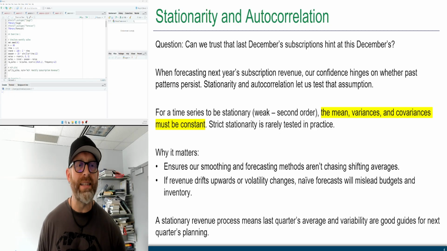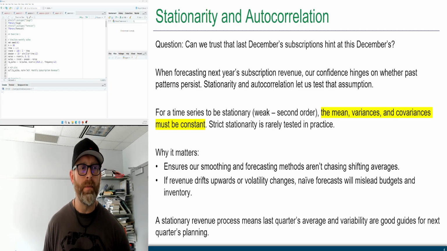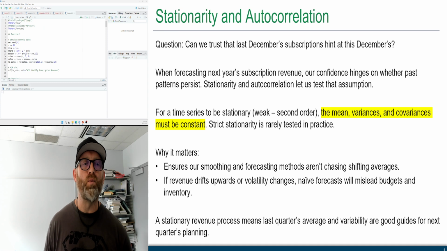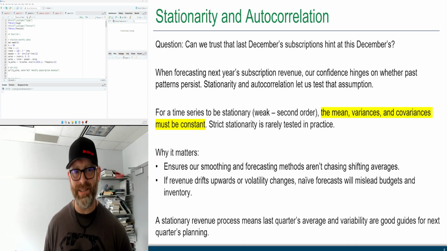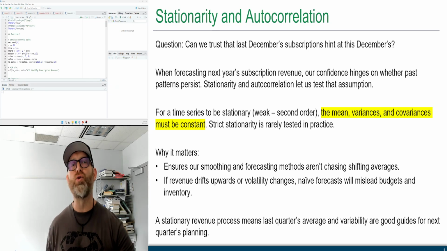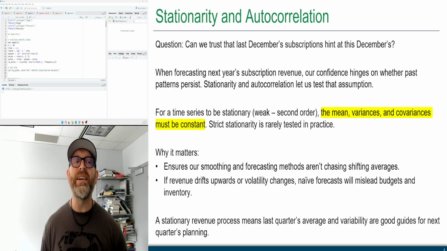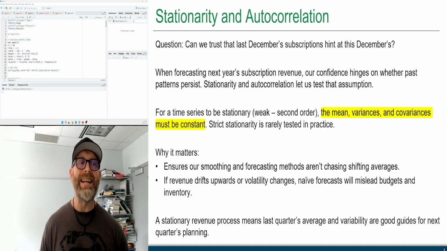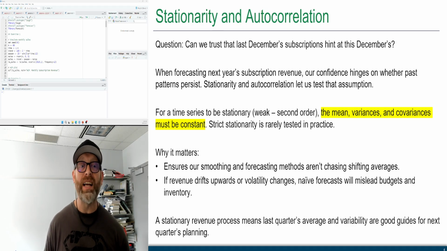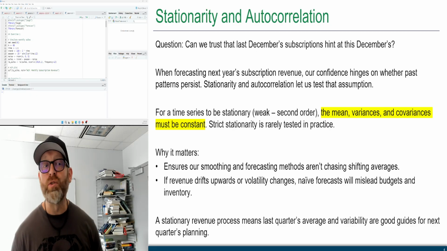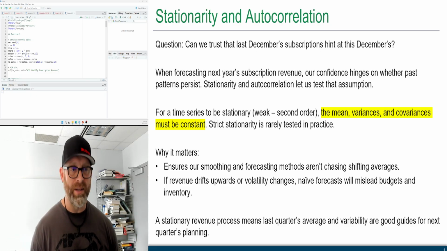When forecasting next year's subscription revenue, our confidence hinges on whether past patterns persist. Is the overall trend still happening in exactly the same way? Stationarity and autocorrelation let us test that assumption. We're going to talk about this in greater detail in the next lesson. Here we're just going to do a brief introduction.